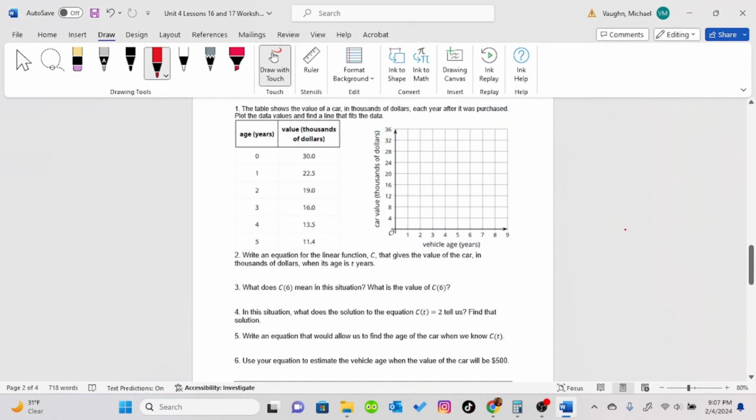The table shows the value of a car in thousands of dollars each year after it was purchased. Plot the data values and find a line that fits the data.